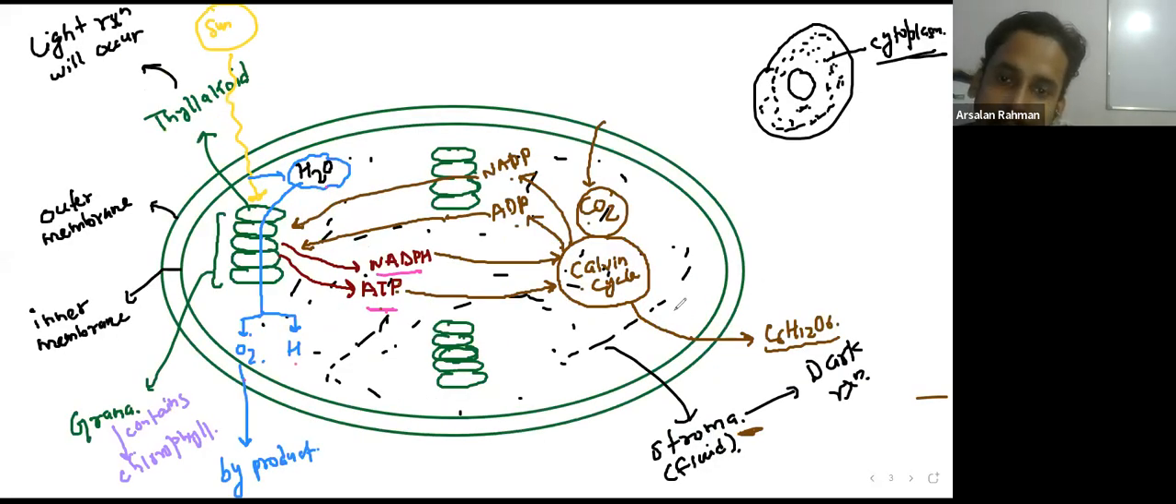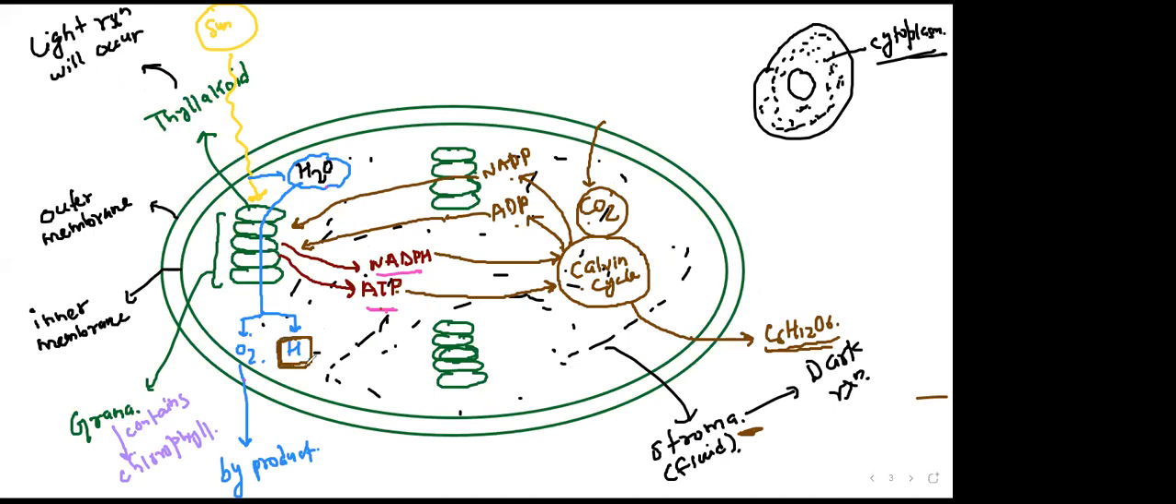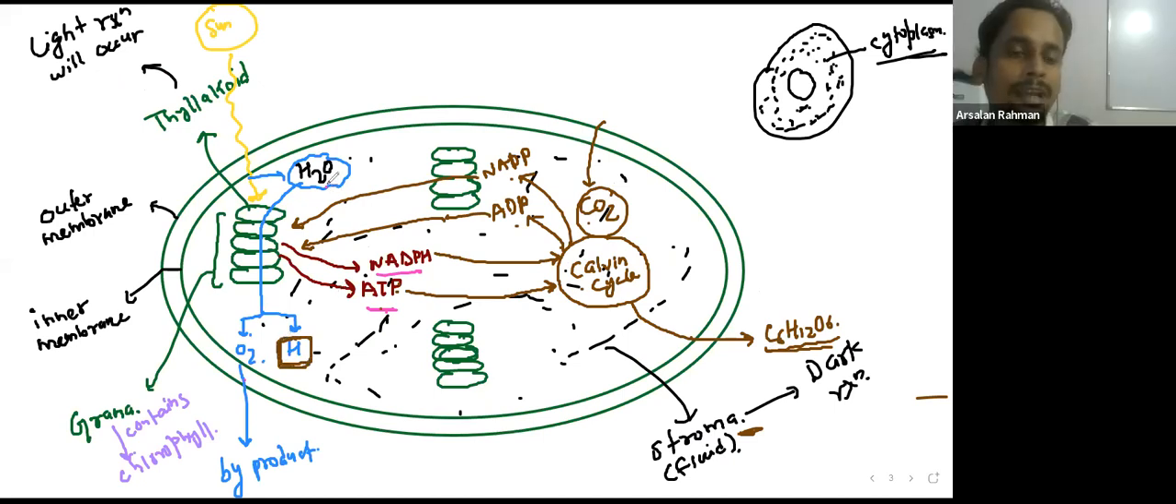So where does the hydrogen come from? I say CO2 is converting into C6H12O6. In the light reaction, you can see there is hydrogen as a byproduct. H2O is broken into oxygen and hydrogen. This hydrogen will enter the Calvin cycle. I will repeat one more time.